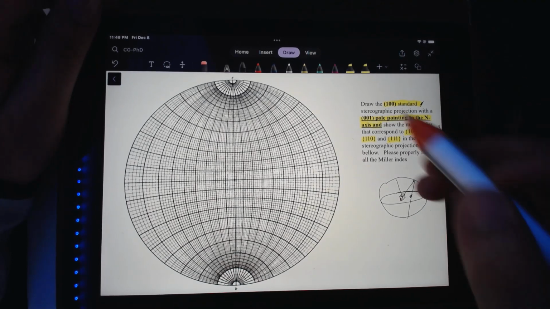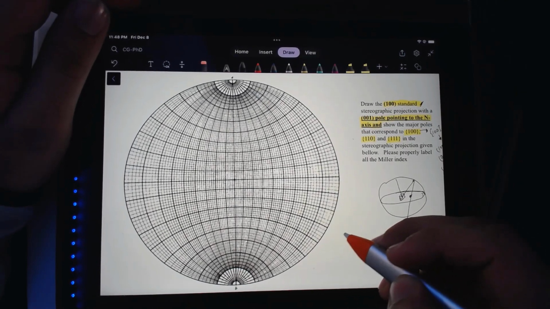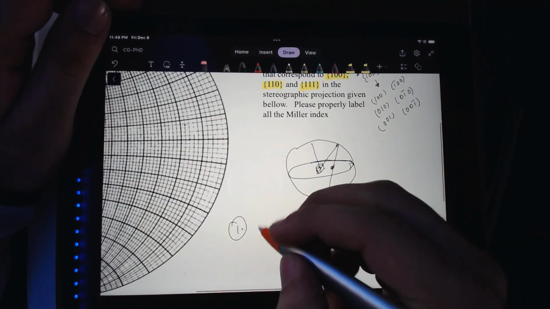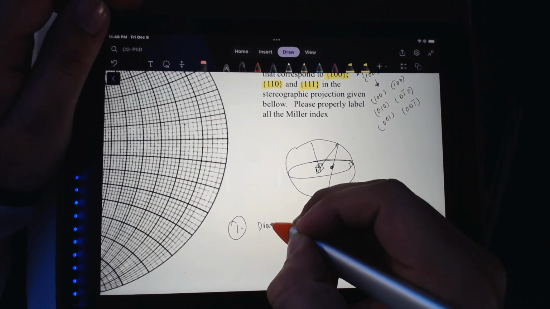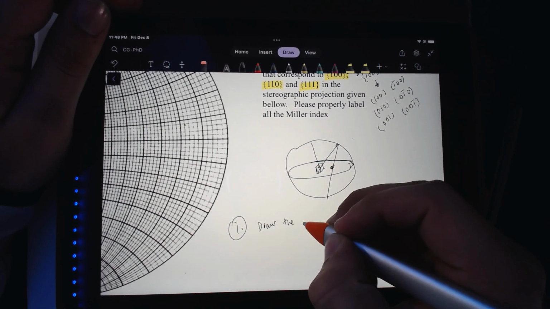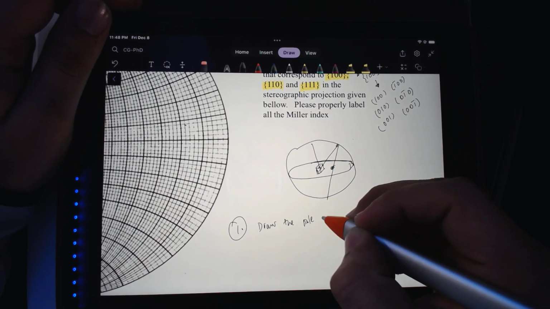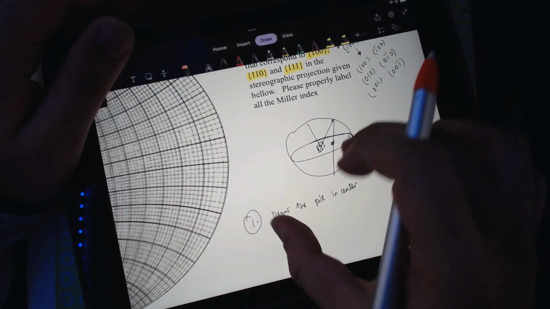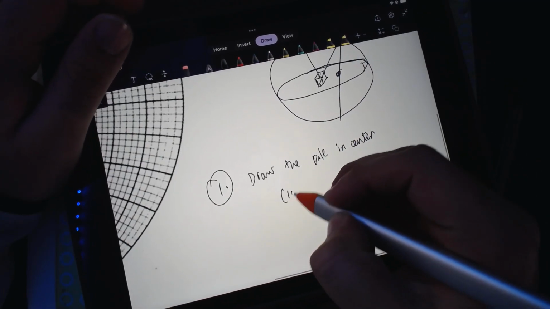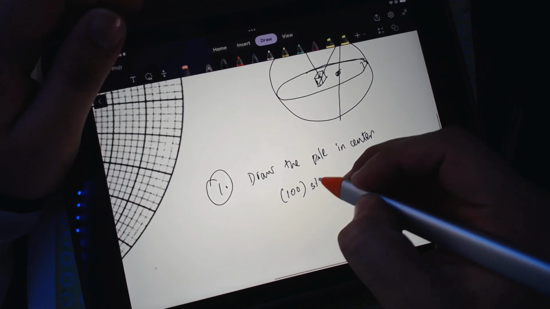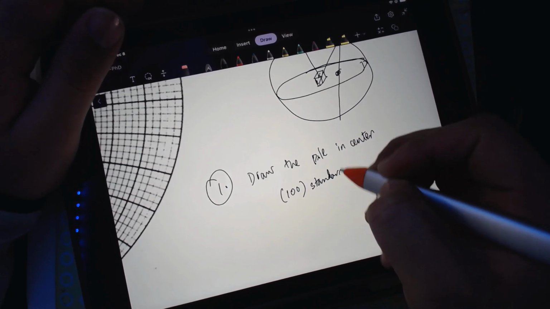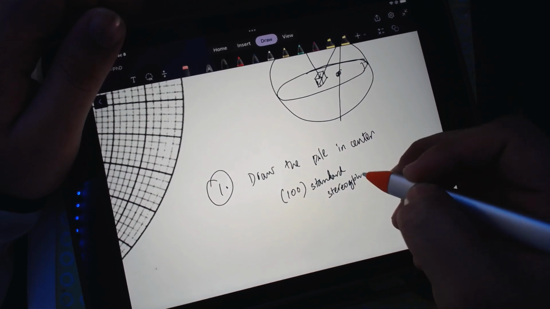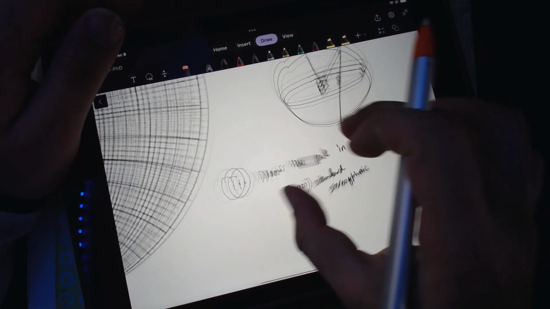So the step number one to do whenever someone asks you a question like this: firstly, draw the pole in the center. What that means is the question was to draw the 100 standard stereographic projection, so we're going to put that in the center.